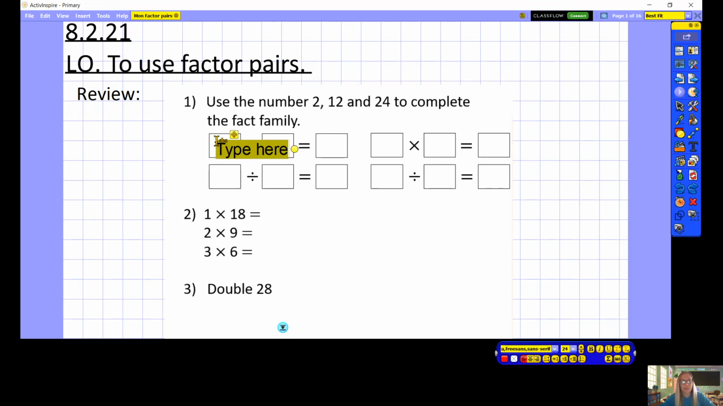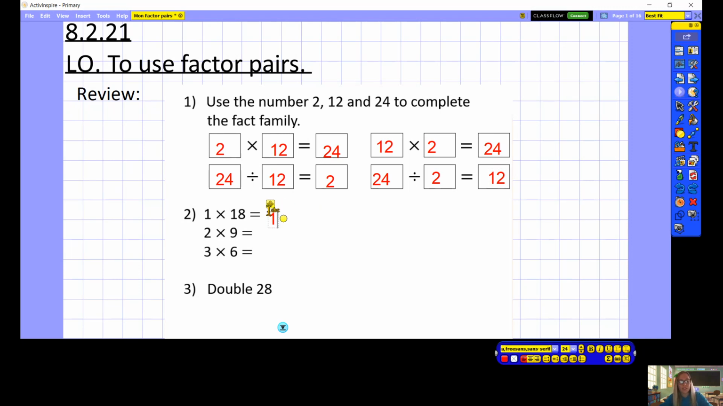Okay, so let's start with our factor family. So we know that 2 times 12 equals 24, and therefore we know that 12 times 2 is also equal to 24. And then for our divisions, we start with the largest number, so 24 divided by 12 equals 2, and 24 divided by 2 is equal to 12.